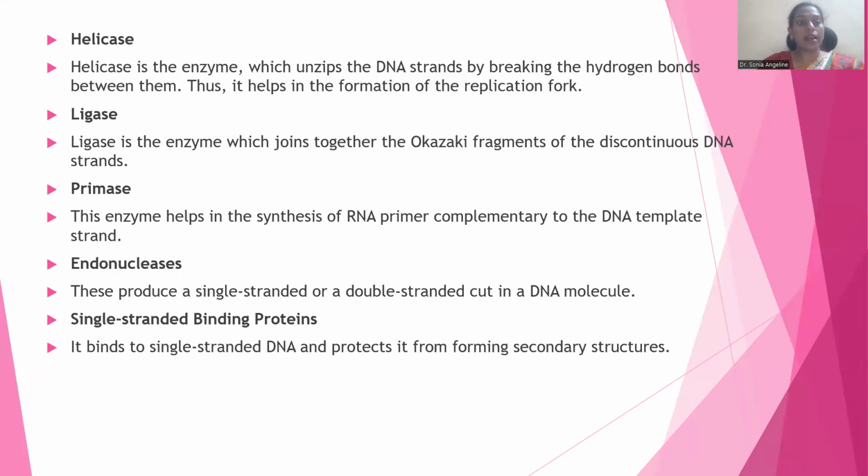The other main enzymes are helicase, which unzips the DNA strands by breaking the hydrogen bonds between them. Thus, it helps in the formation of the replication fork. Ligase is the enzyme which joins together the Okazaki fragments of the discontinuous DNA strand. Primase is the enzyme which synthesizes the RNA primer complementary to the DNA template. Endonucleases produce a single-stranded or a double-stranded cut in the DNA molecule. Single-stranded binding proteins are responsible for protecting the single-stranded DNA from forming secondary structures.